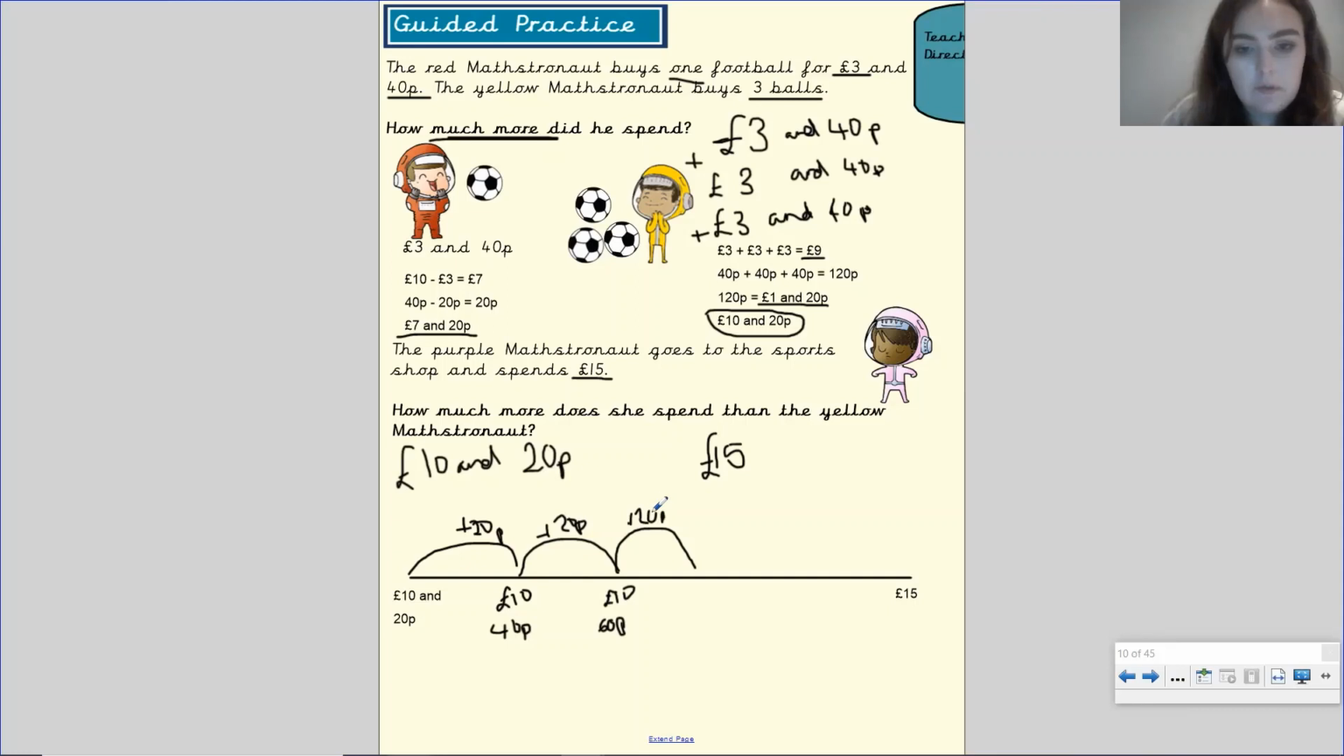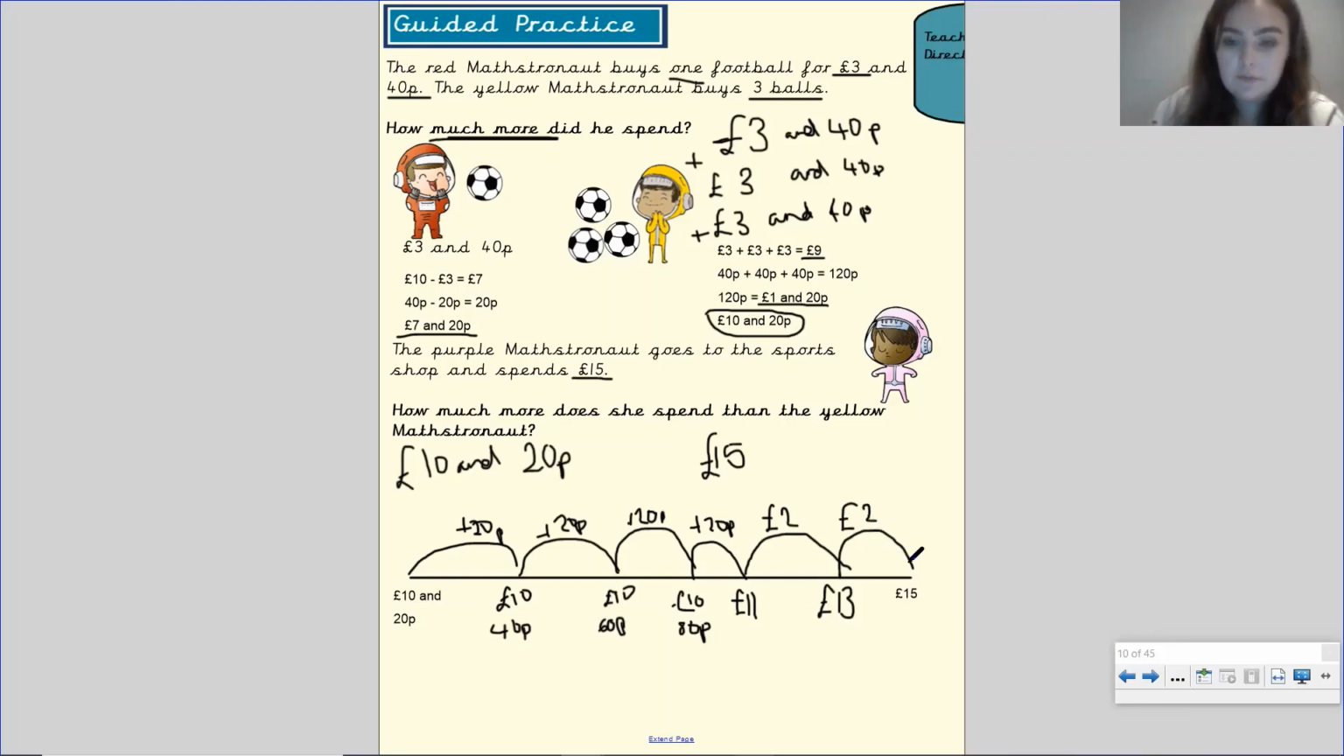Add another 20 pence. Ooh, sorry, I find it quite hard to draw on it. There we go. Which gets me to £10 and 80 pence. Add another 20 pence, which then gets me to my next pound, which is going to be £11. Then I'm going to add £2, and that's going to get me to £13 and then add another £2, which should get me to £15.